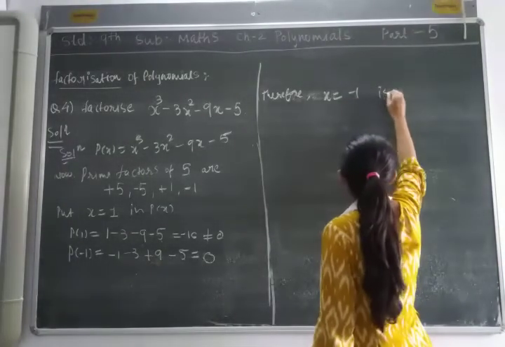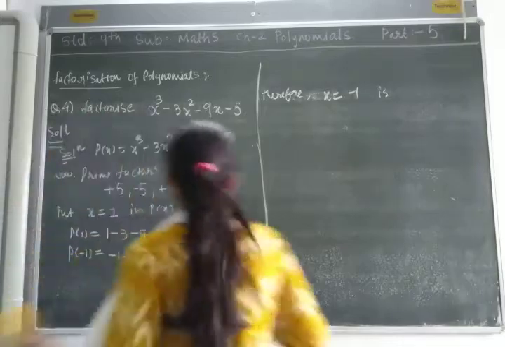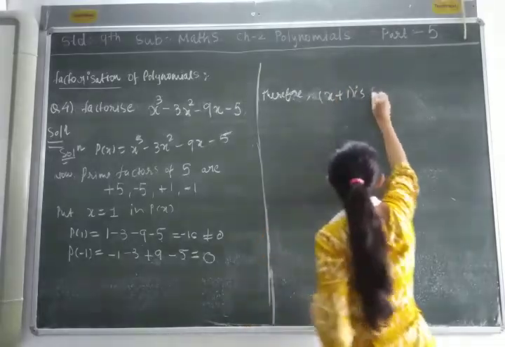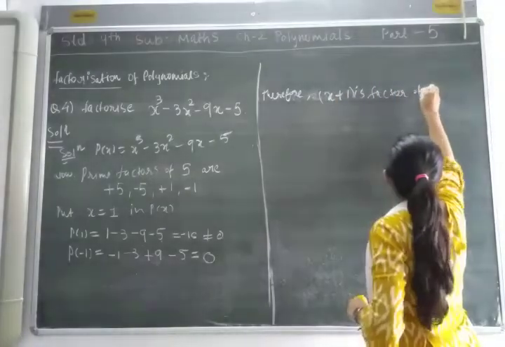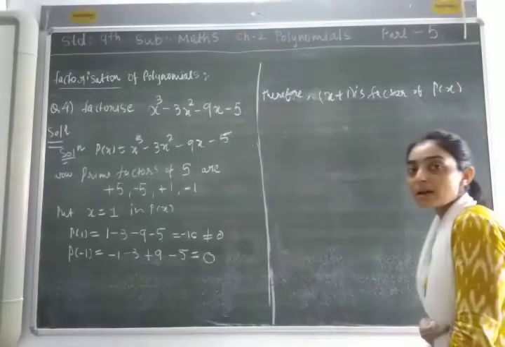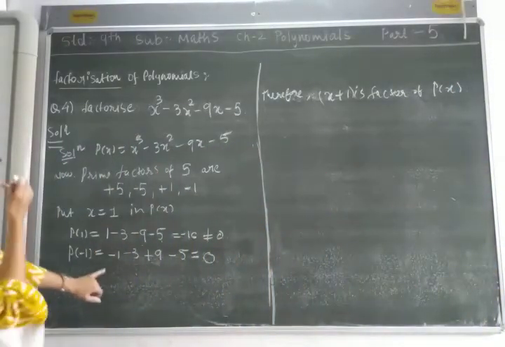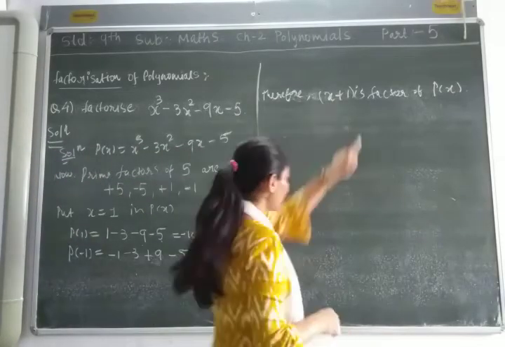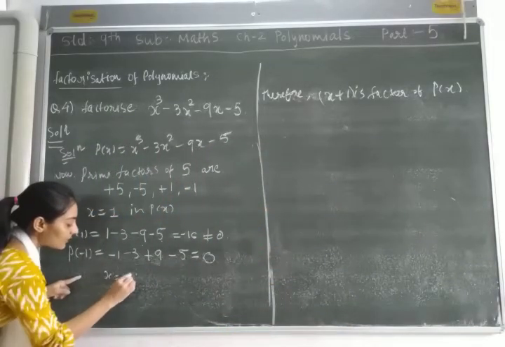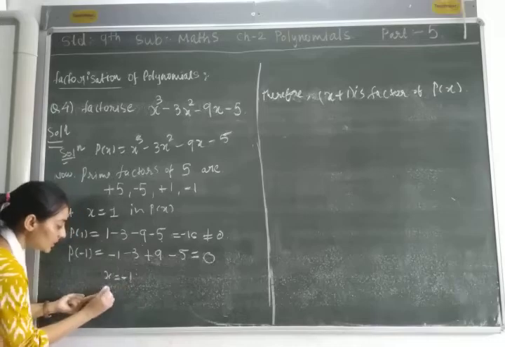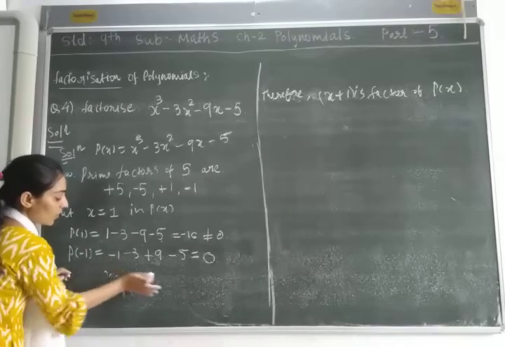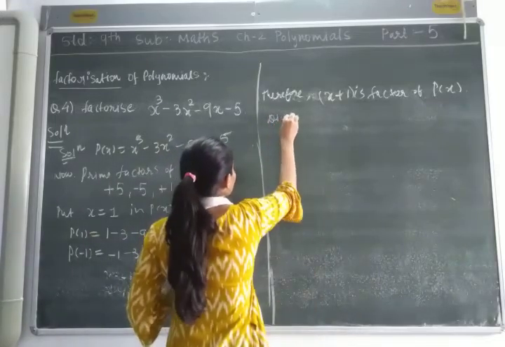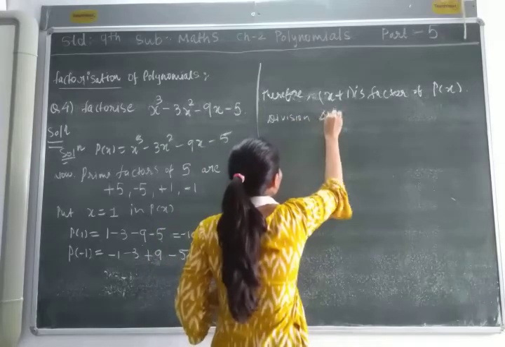So instead of writing x equals minus 1, therefore x plus 1 is a factor of p of x. Here, if I'm taking x minus 1, we have to write x plus 1 because it's nothing but x equals minus 1. So I'm taking this minus 1 to this side, so I'm getting x plus 1. So x plus 1 is a factor of p of x. Now the division algorithm.